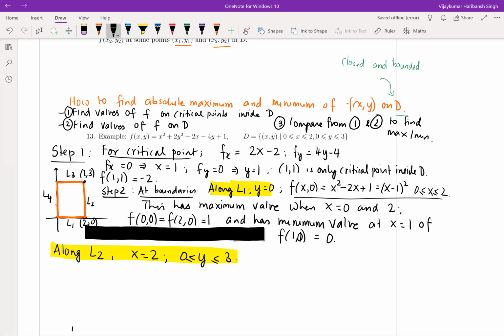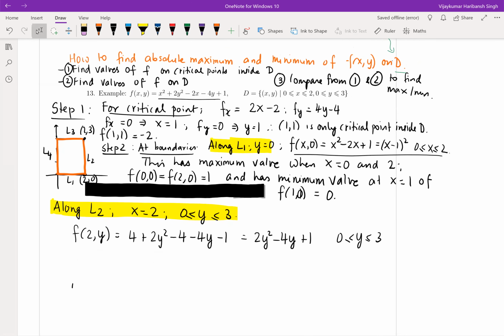So along L2, we have f(2, y). In this function, instead of x, I'm going to put 2. So I get 4 plus 2y squared minus 4 minus 4y minus 1. So this is going to be 2y squared minus 4y plus 1, with y going from 0 to 3.